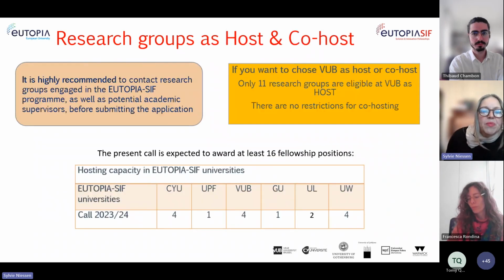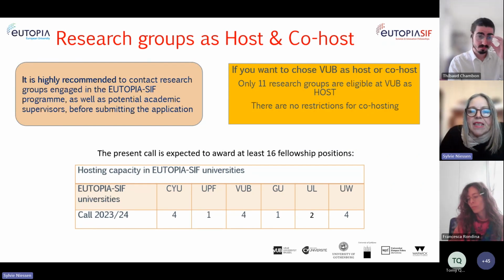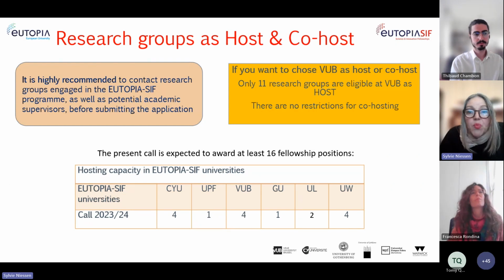Finding a research group may be one of the main difficulties you will face. It is highly recommended to contact research groups engaged in the EUTOPIA SIF program, as well as the potential academic supervisor you are targeting, before submitting the application. Be very careful. VUB is very special because there are only 11 research groups that are eligible for this call. So please have a look at the list of research groups and contact the local program manager of VUB if you want to go to this university.